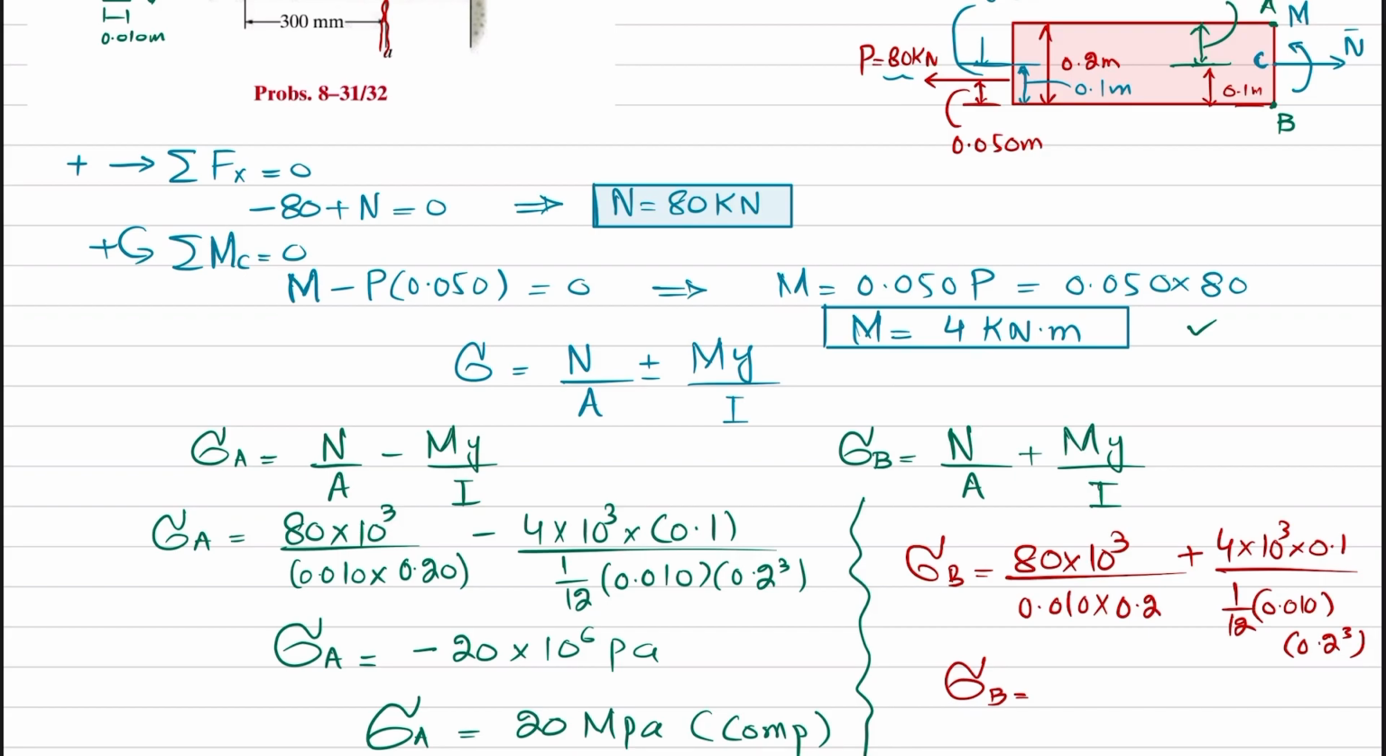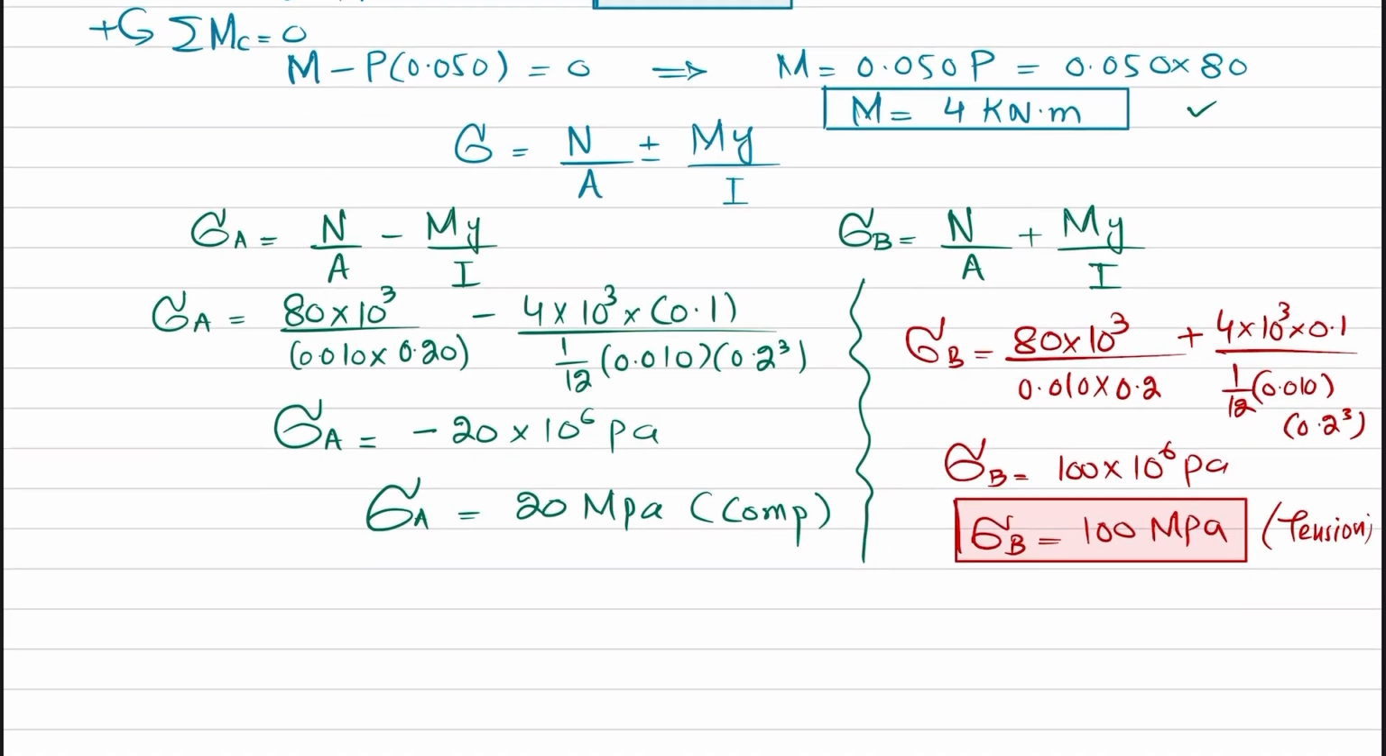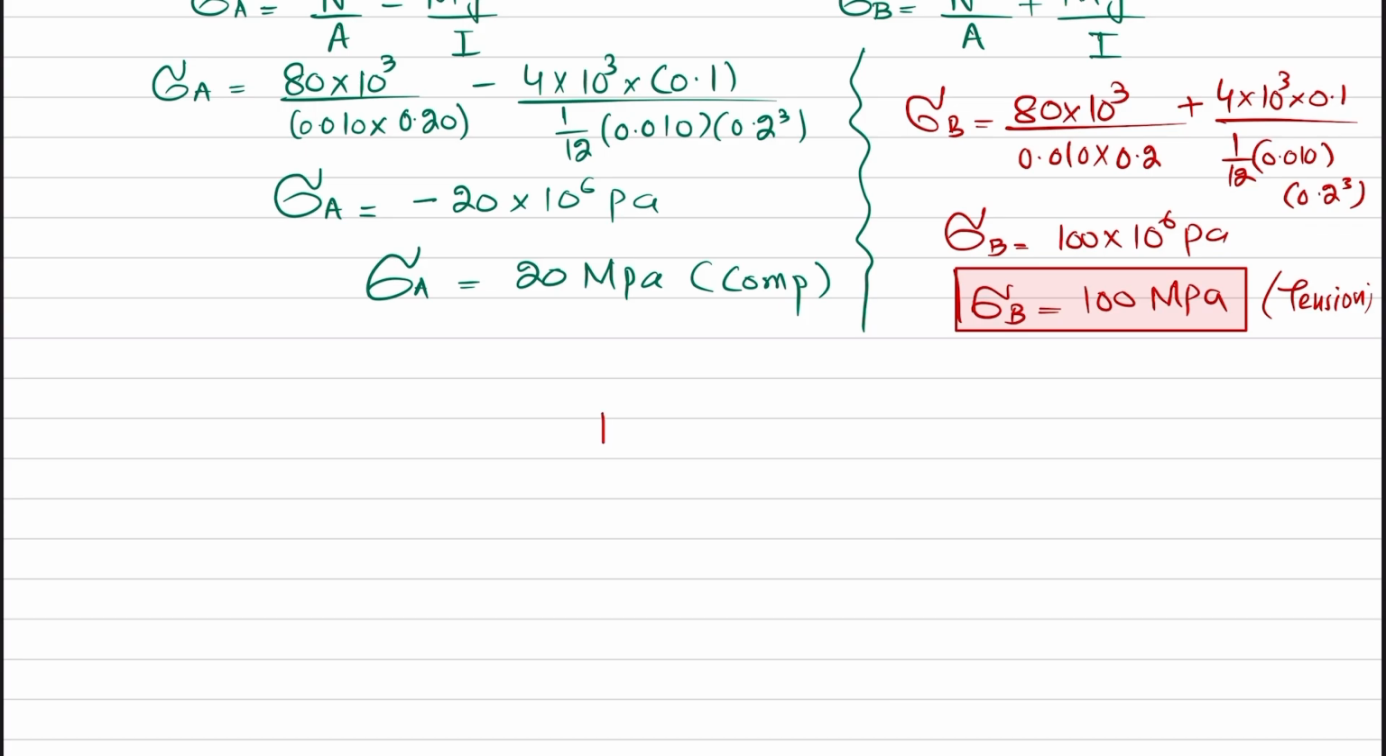100 megapascal. 100 into 10 raised to power 6 Pascal. So which means that sigma B is 100 megapascal. Since this is positive value, so we can see that sigma B is in tension. Now you have both these two values. So let me show you how to draw the stress distribution.